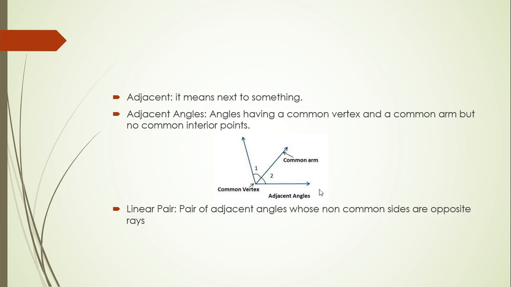Linear pair. A pair of adjacent angles whose non-common sides are opposite rays. You can see opposite rays, and here angle 1 and 2 are the adjacent angles and the rays are opposite.